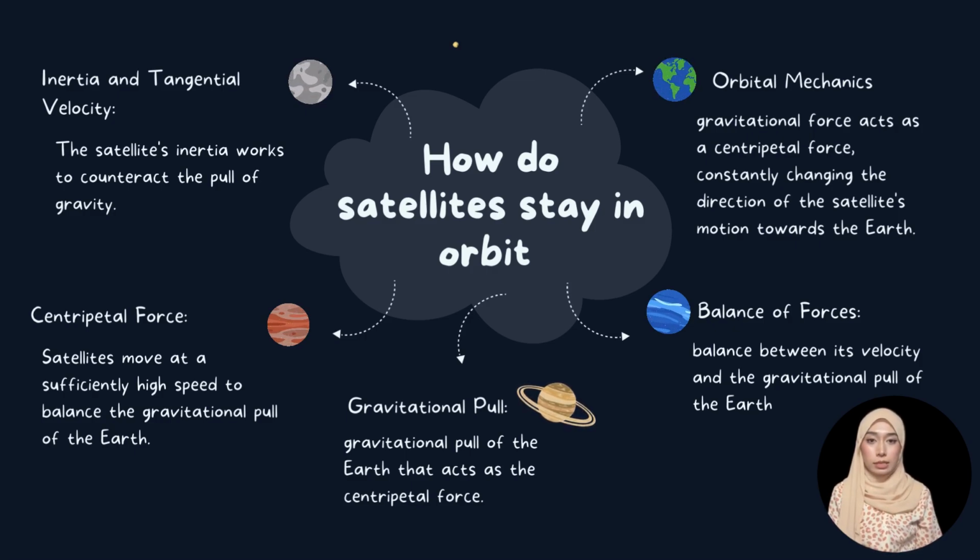And lastly is the balance of the forces. In a stable orbit, the gravitational force pulling the satellite toward the Earth is balanced by the centrifugal force due to the satellite's tangential velocity. This balance allows the satellite to continuously fall toward the Earth due to gravity, while also moving tangentially, resulting in a circular or elliptical orbit rather than falling straight down toward the Earth.